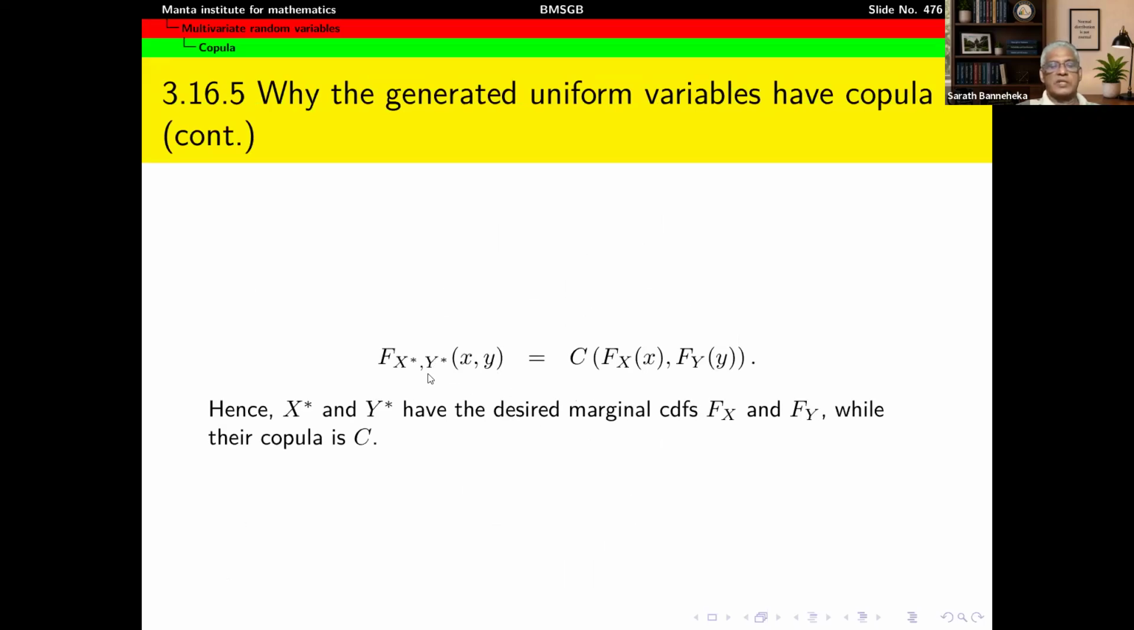I have also proved that the joint distribution of X star and Y star actually has the actual marginals of X and Y. We have already proved it when proving the converse of Sklar's theorem.